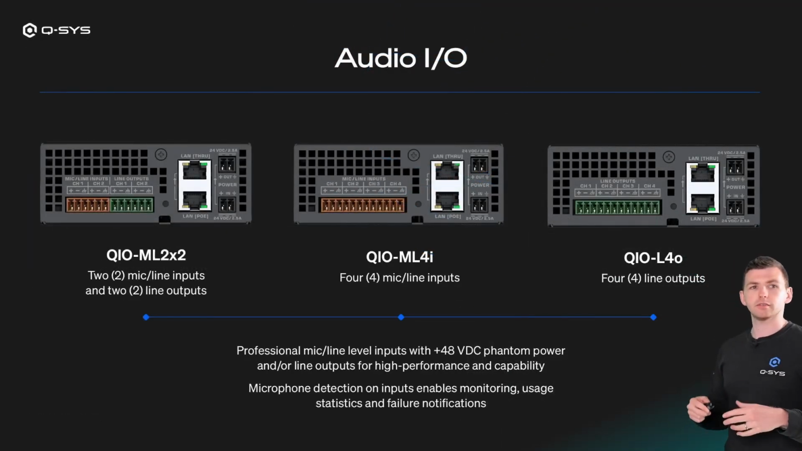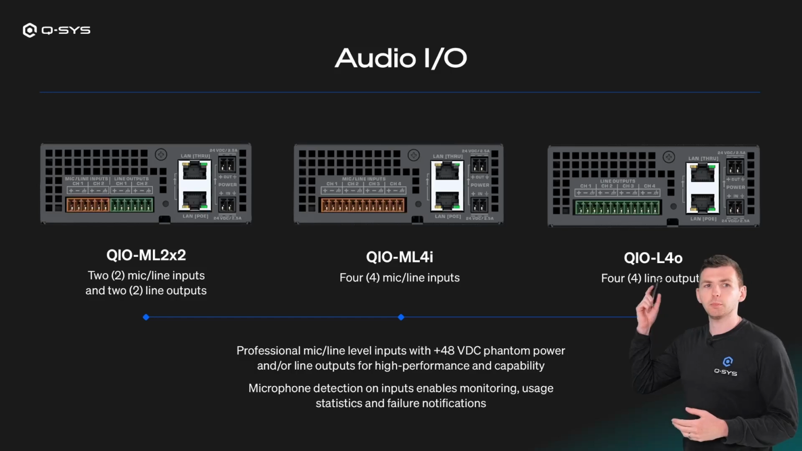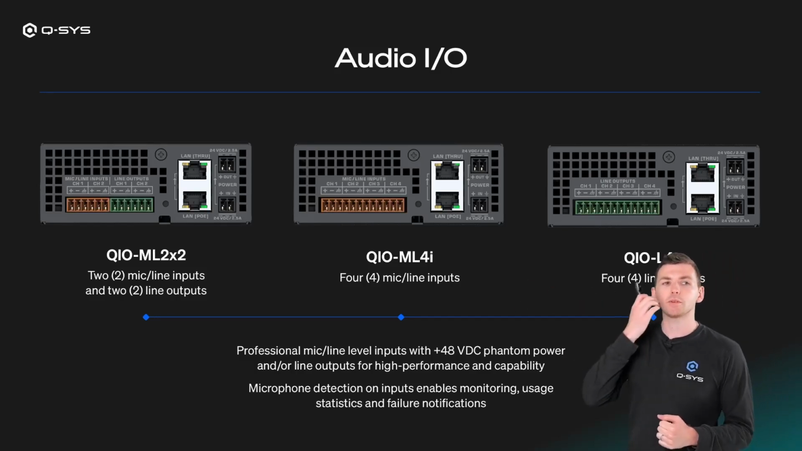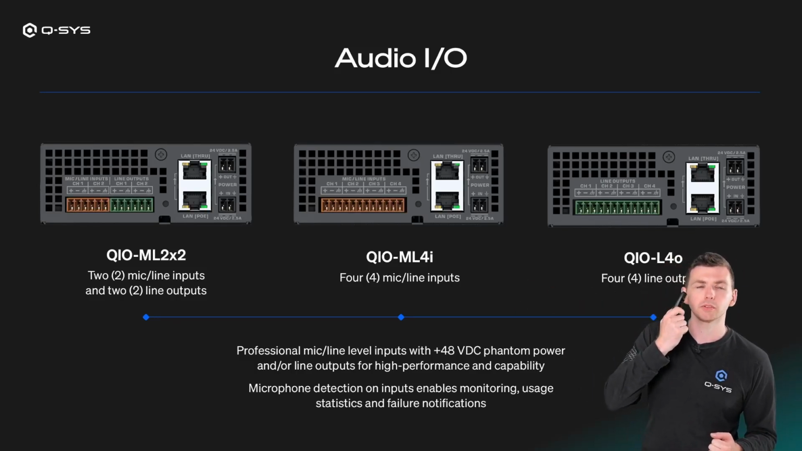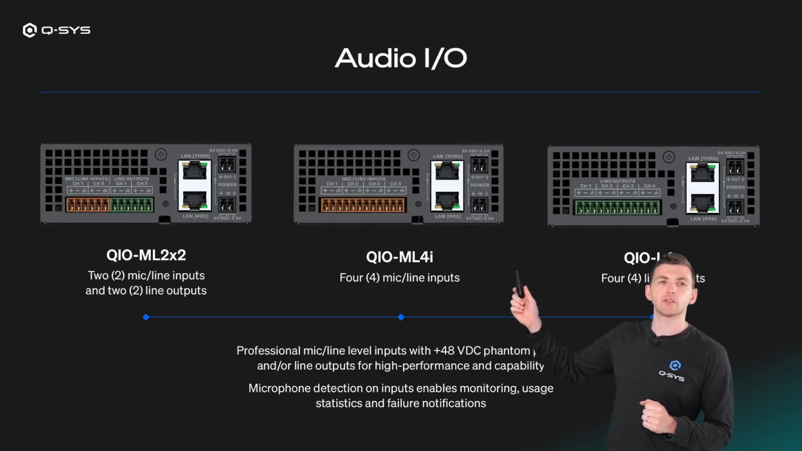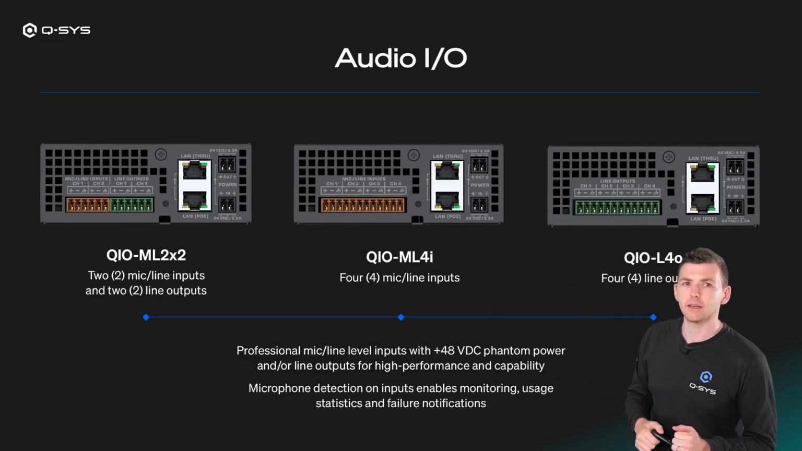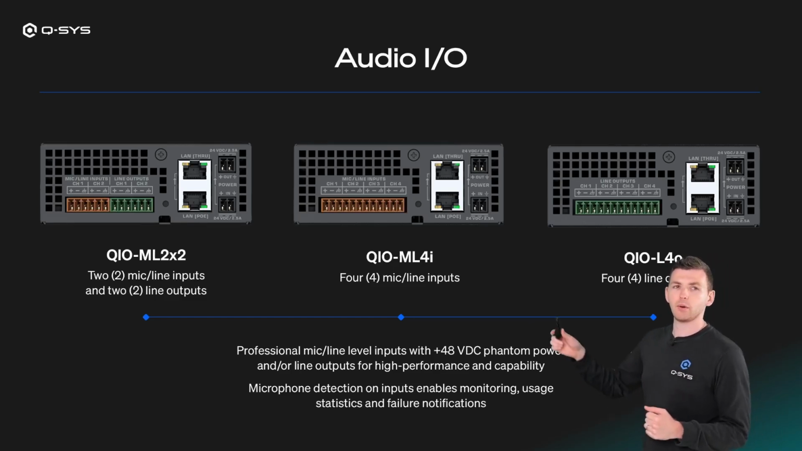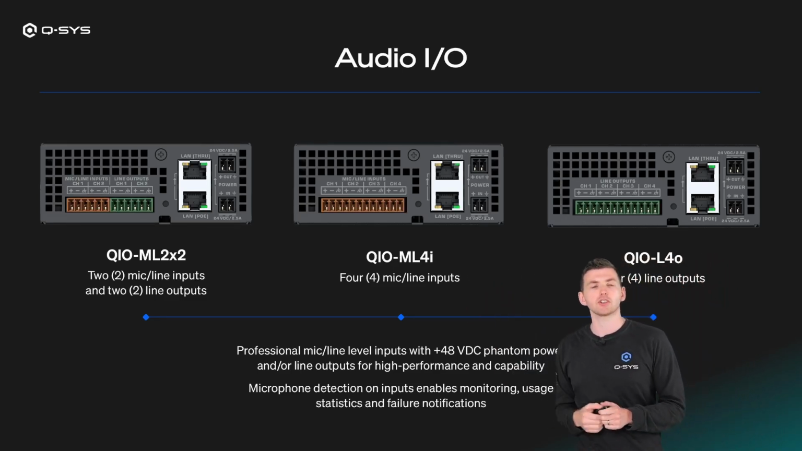So here we have some of those. We've got the output one, the input one, and one which has 2 inputs and 2 outputs, okay? So it's pretty straightforward. These are analog outputs, and over here you've got analog mic or line inputs. Of course, that supports phantom power. This is a professional microphone connection. Now, you see these also have 2 network ports on them.